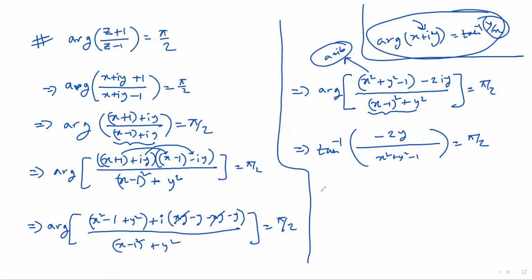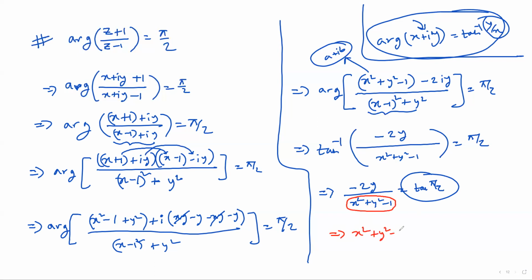Now, we have minus 2y by x square plus y square minus 1 equals tan pi by 2. But we know that tan pi by 2 is undefined. It is something by 0. So according to that knowledge, we must have x square plus y square minus 1 equals 0. In the next line, we can just write that, which represents the unit circle in the complex plane. So the final result is pretty beautiful, right?